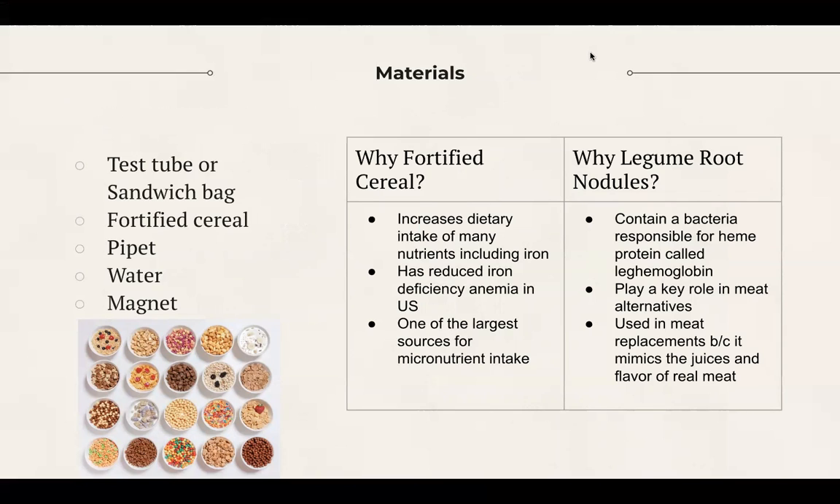Materials. Why fortified cereal? It increases dietary intake of many nutrients, including iron. It also has reduced iron deficiency anemia in the US and is also one of the largest sources for micronutrient intake. Why legume root nodules? They contain a bacteria responsible for heme protein called hemoglobin, which plays a key role in meat alternatives. It is also used in meat replacements because it mimics the juices and flavors of real meat. For this experiment, we use a test tube or a sandwich bag, fortified cereal, a pipette, water, and a magnet.